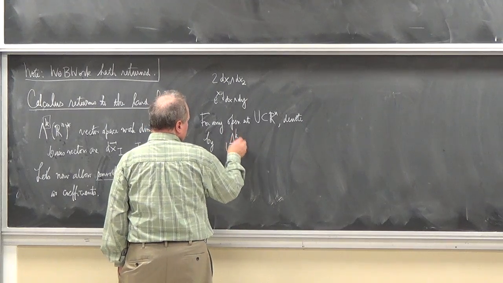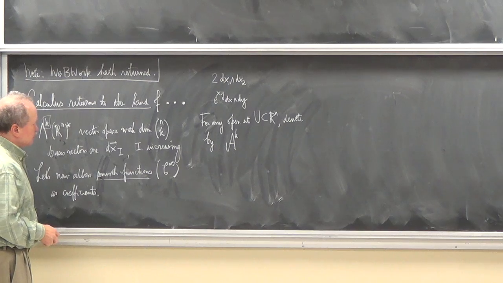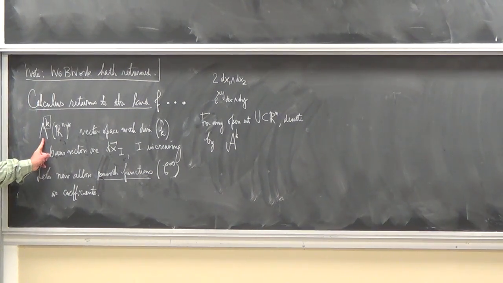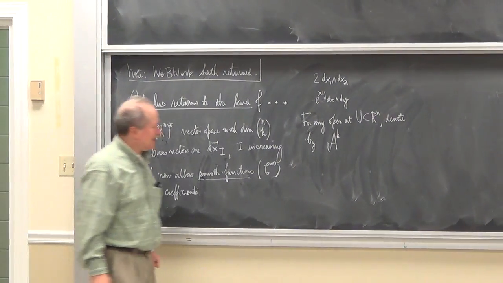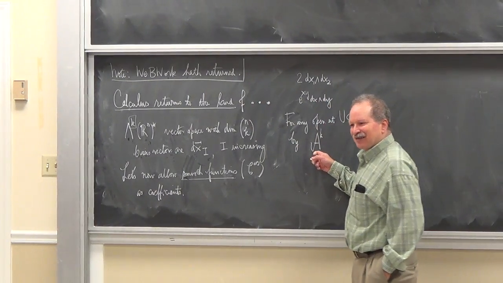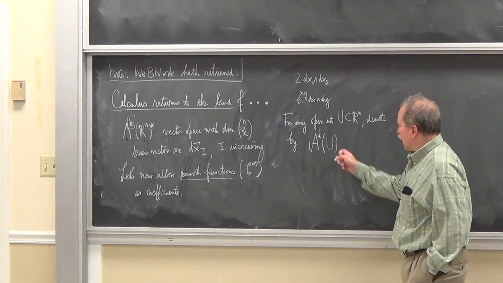script A k. So the script A is supposed to remind you that it sort of looks like a lambda. No? You don't like that? No.